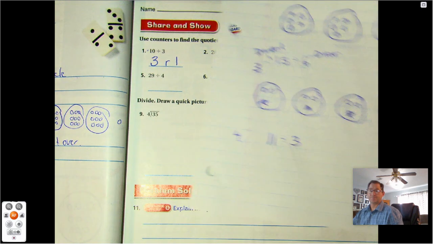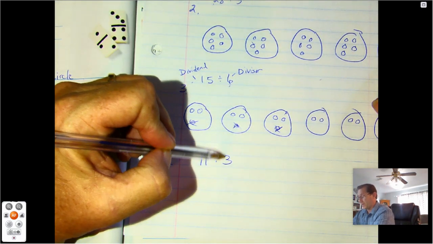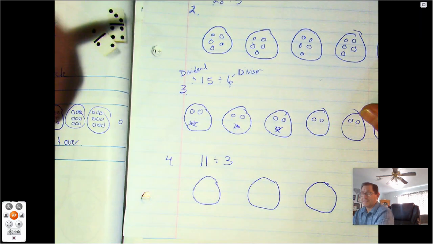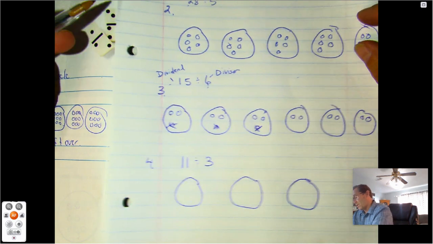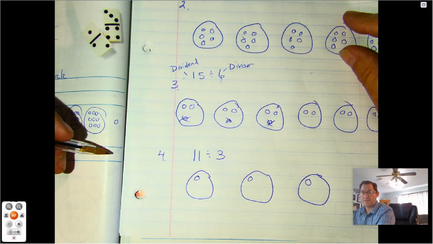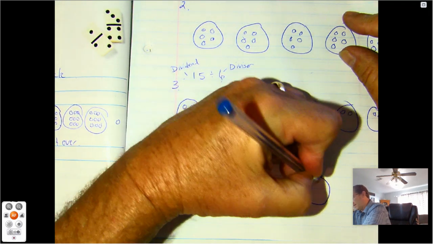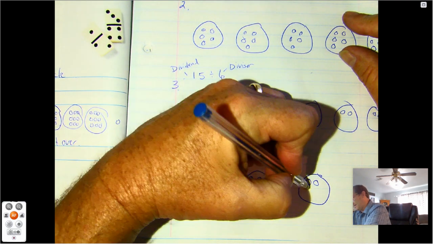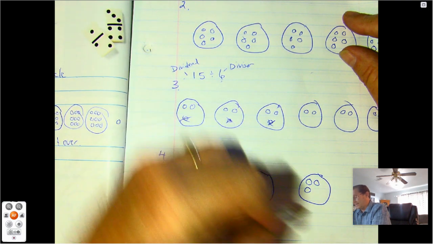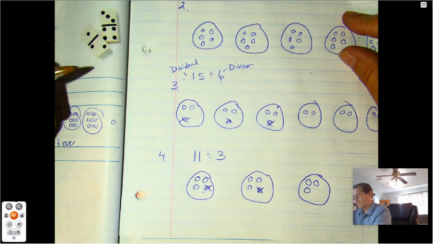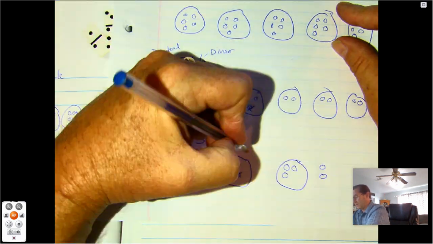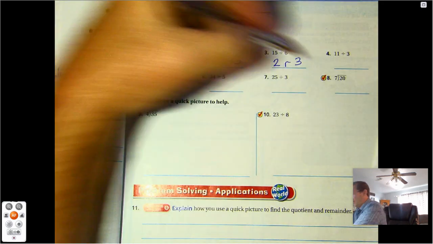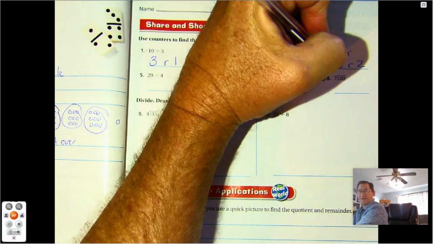Number 4, 11 divided by 3. So I have 11 of something, and I have to share it with 3 groups. So maybe this time I have 11 machines that I have to package into 3 boxes for delivery. Okay, so I'm going to go ahead and put 1 in each box. I have used 3, 4, 5, 6. Okay, that's 6 machines. 7, 8, 9. And then if I try to go 10 and 11, you notice that this one doesn't have one. So I can't add those last 2. So I have 2 left over. So it would be 3 in each group with a remainder of 2. 3 times 3 is 9, plus 2 more is 11.